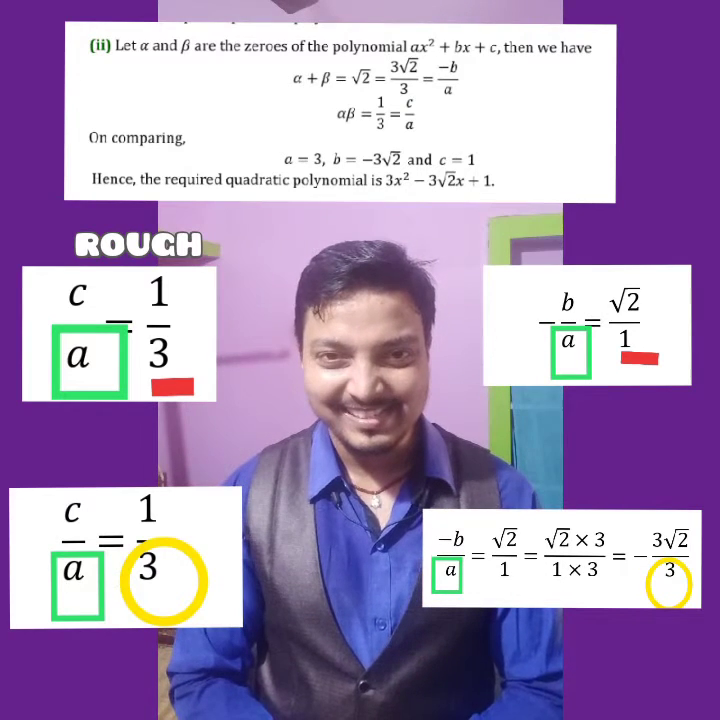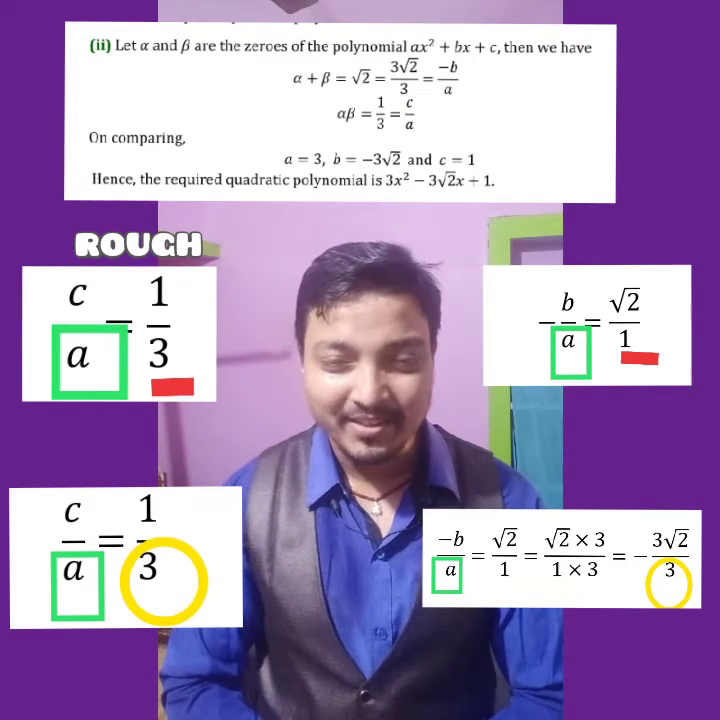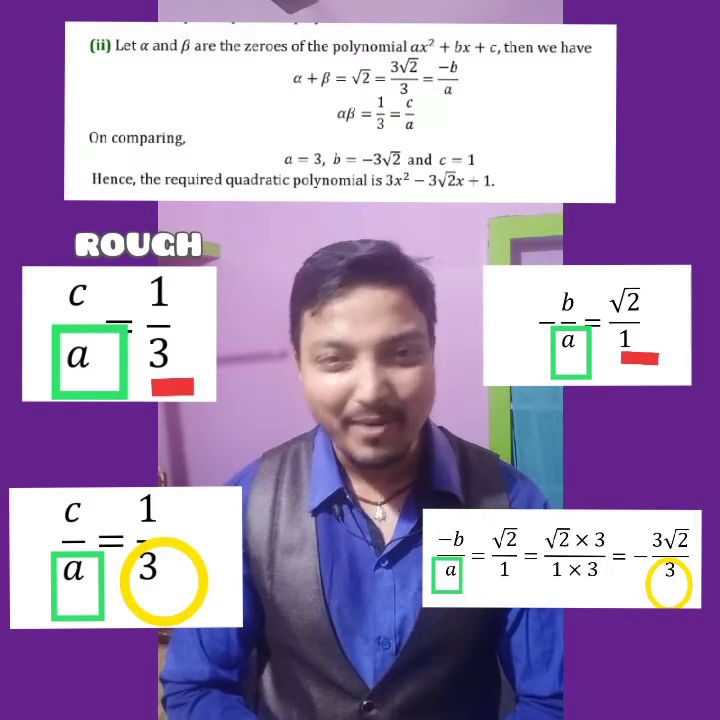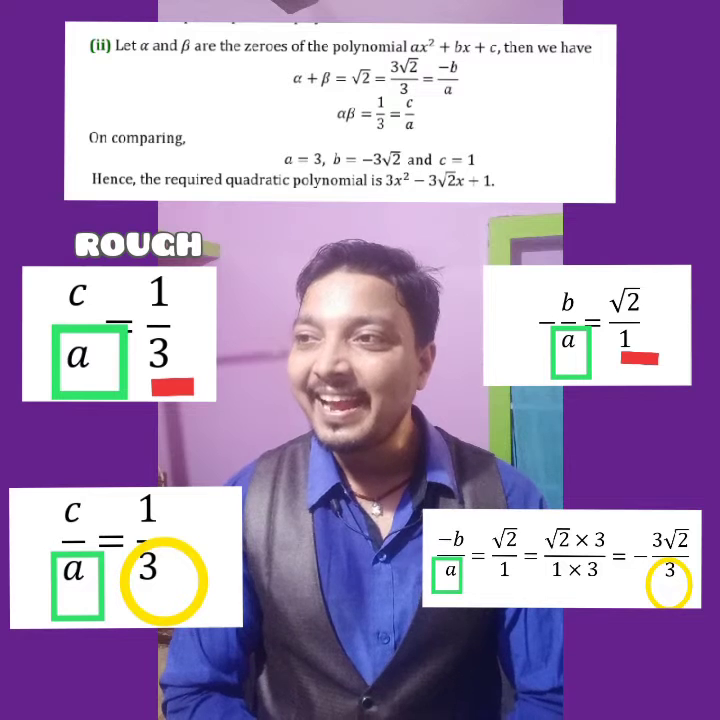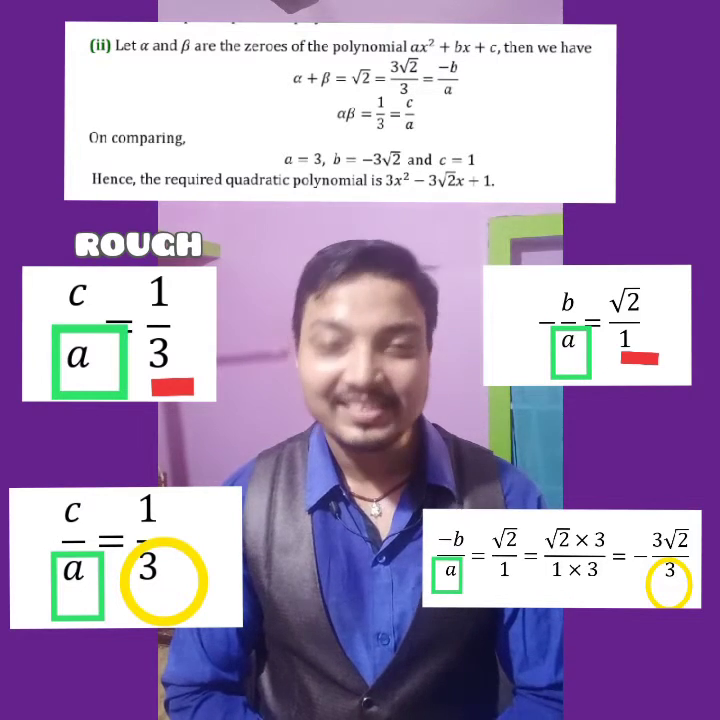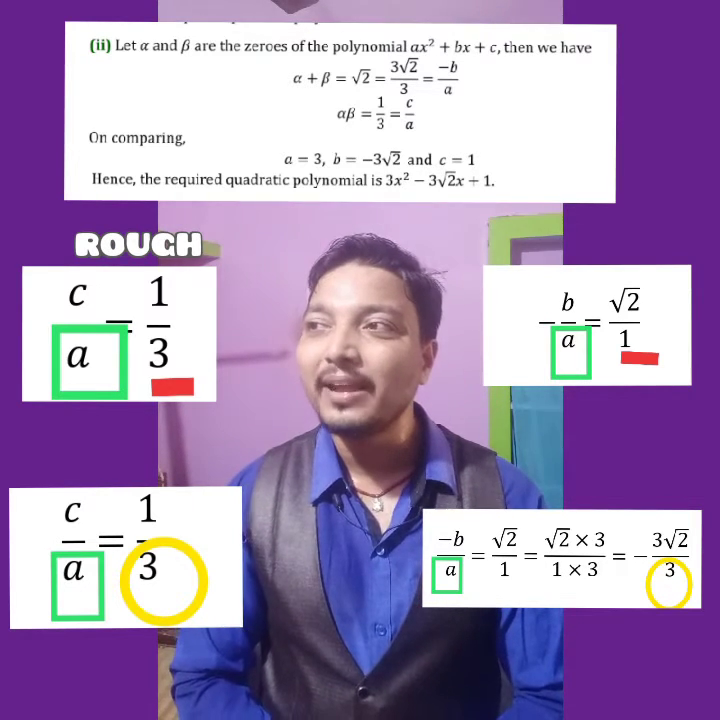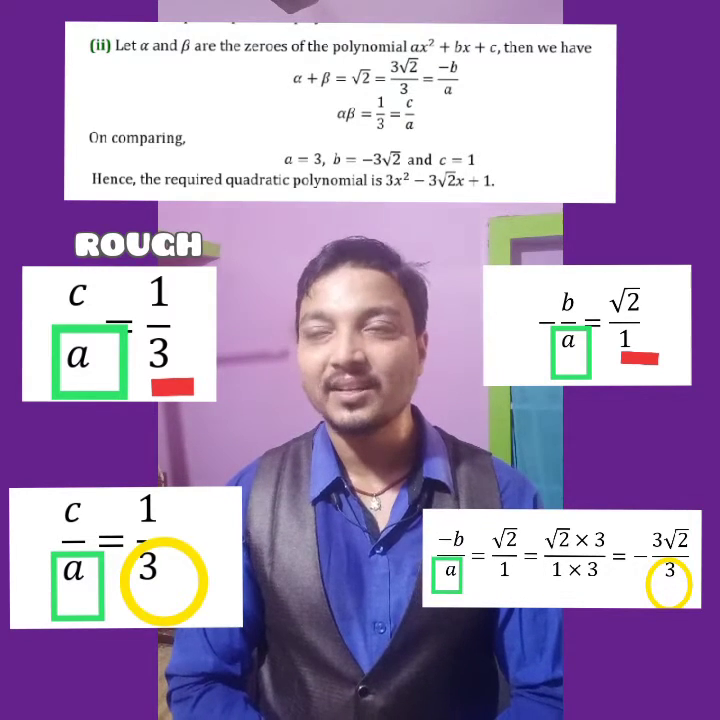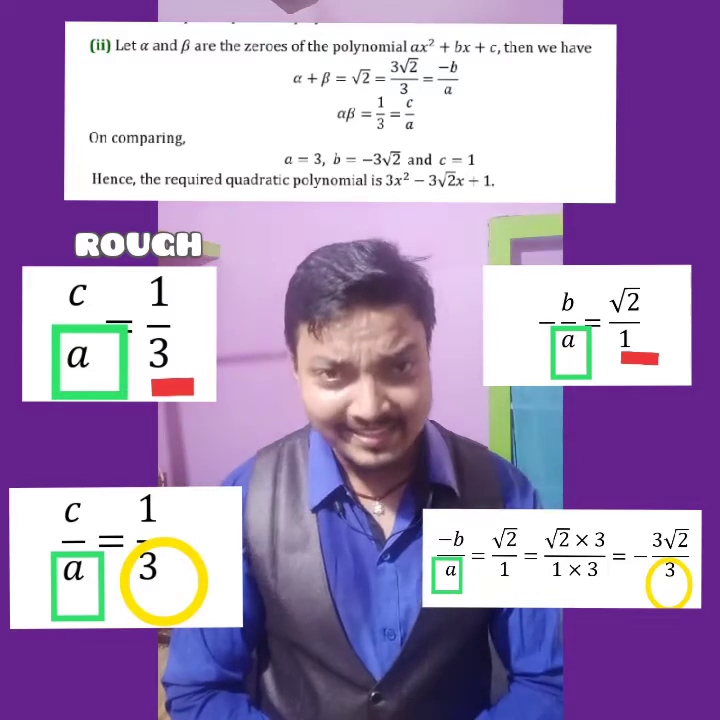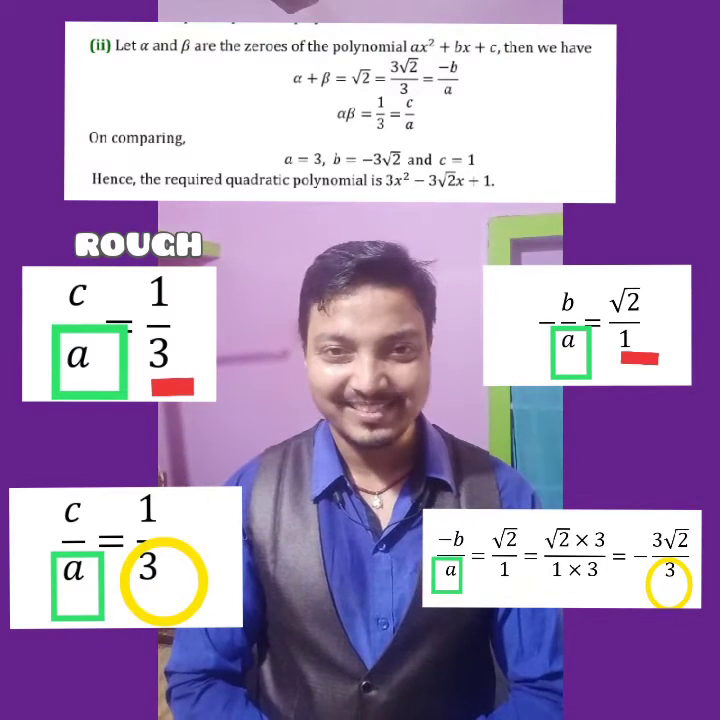After getting all these, I have to put the values in the standard form of our quadratic polynomial. The standard form of the quadratic polynomial is ax square plus bx plus c, which is equal to 3x square minus 3 root 2x plus 1.